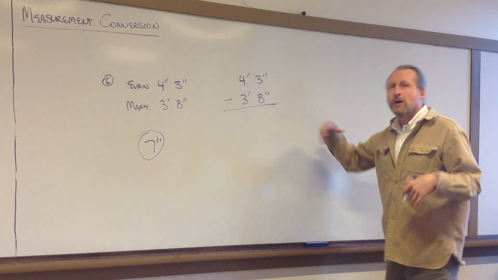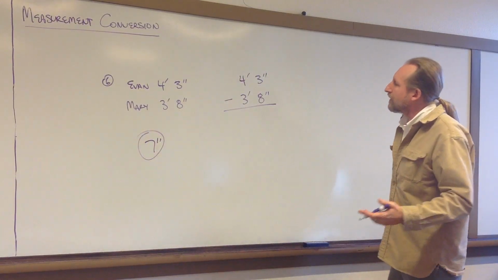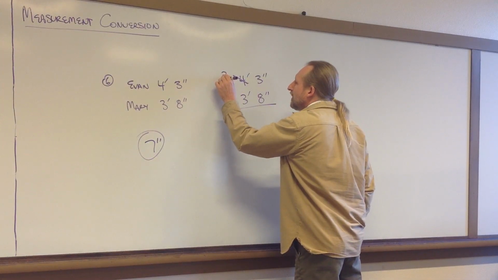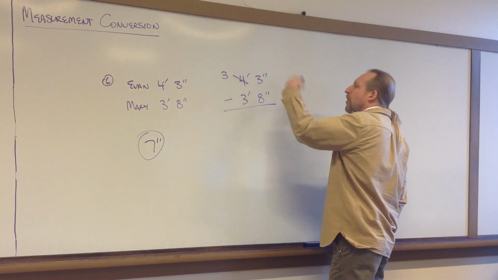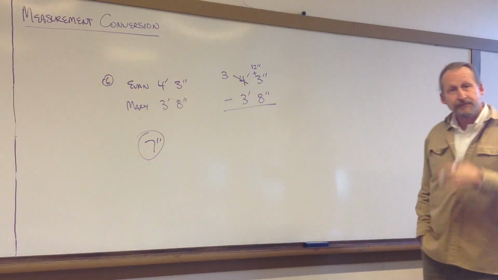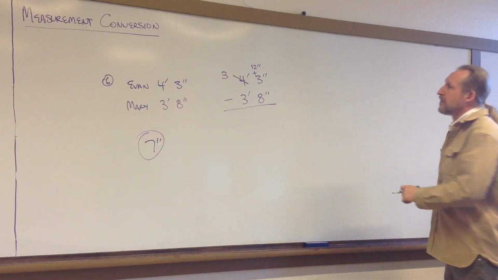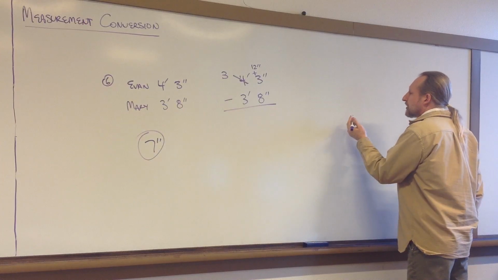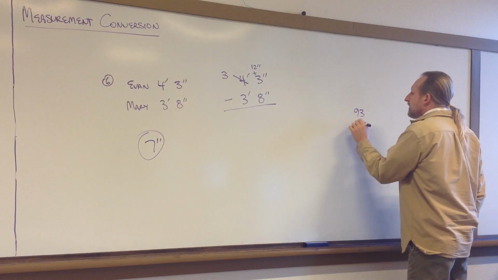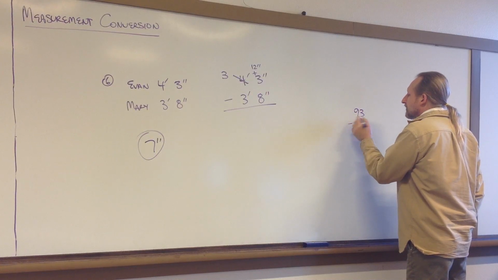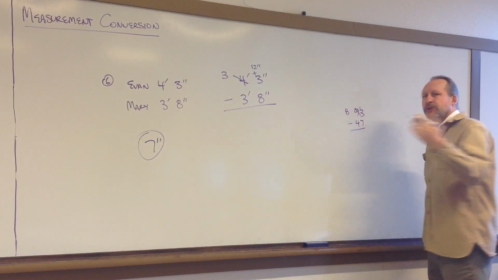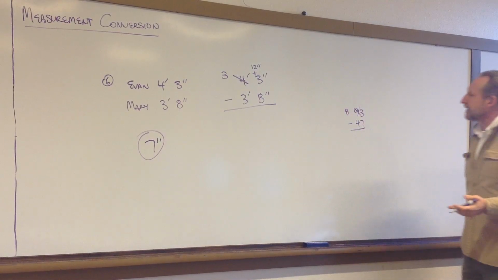Which is that you can borrow here in the same way that you borrow in a regular subtraction problem. But if you borrow from the 4 to make it a 3, this foot that you're borrowing over is 12 inches that you have to add on to that 3 inches. Normally when we do subtraction, if we were doing, let's say, 93 minus 47, you borrow from the 9, make it 8, you just put that 10 right there as a 1, right?